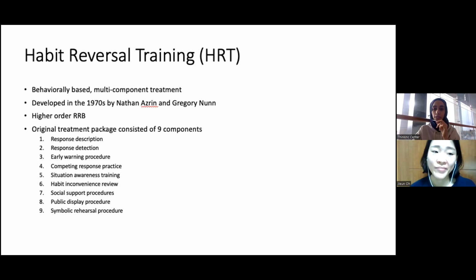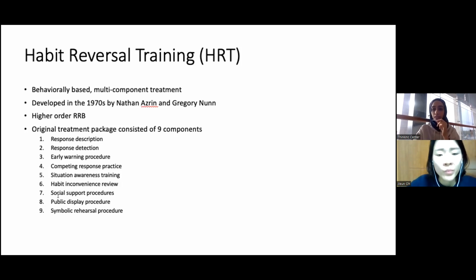And then the fifth component is situation awareness training. This is where they talk about social situations when this had happened in the past, around people and the environment and how it impacted them and the people around them. Component 6 is habit and convenience review. And 7 is social support procedure, which is having the people around them, the significant others in their life, praise them when they notice that they have stopped themselves from engaging in the target response and instead have done the competing response.